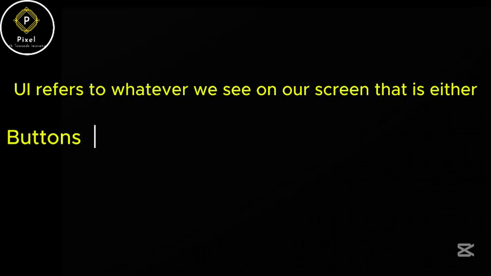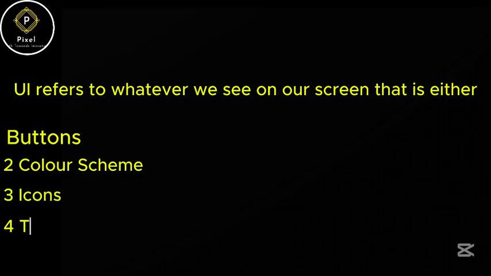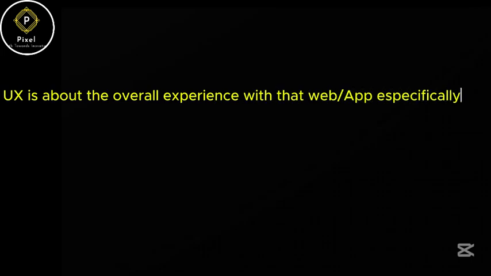UI refers to whatever we see on our screen, that is either buttons, color scheme, icons, or typography, etc. Where UX is about the overall experience with that web or app, specifically the usability, accessibility, user satisfaction, etc.